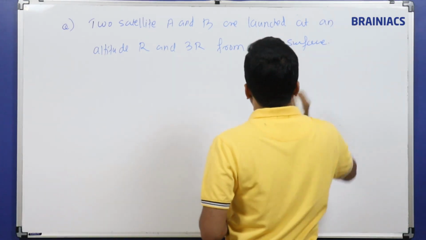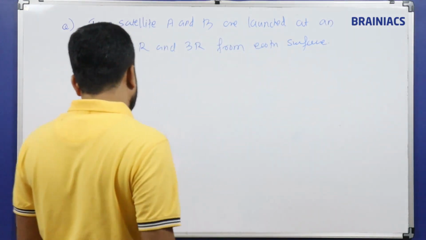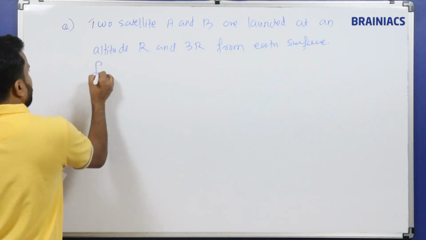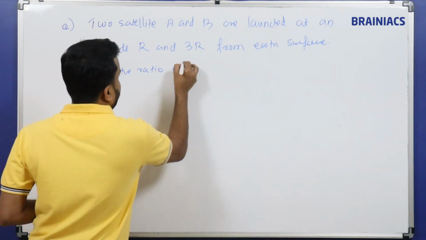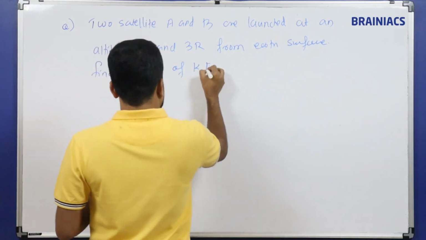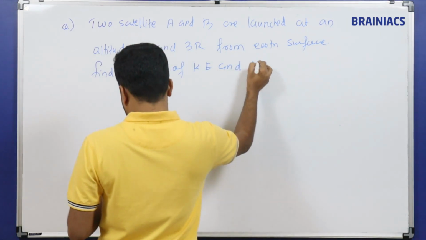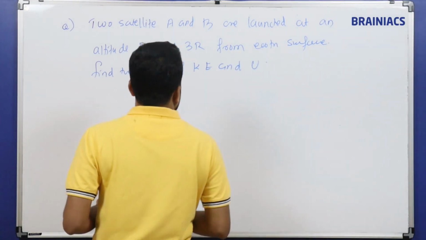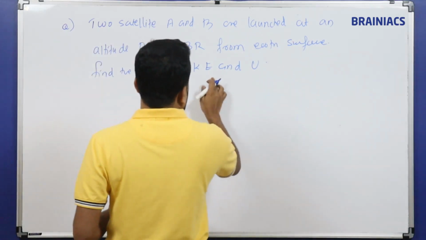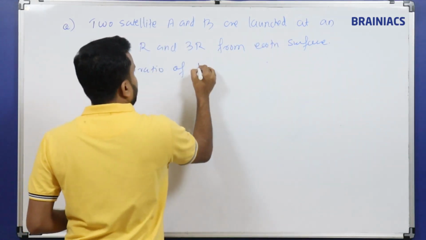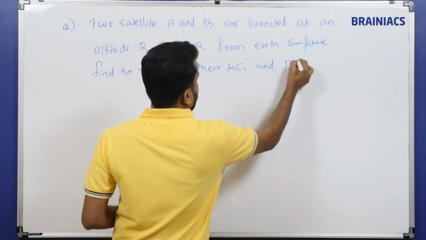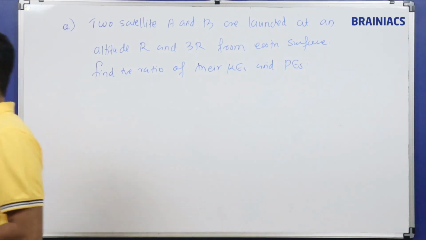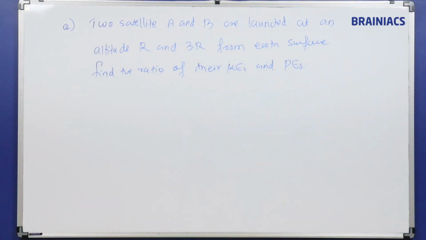If in a question it is not specified, you have to take it by default from the earth surface. Find the ratio of their kinetic energies and potential energies. Kinetic energy ratio as well as the potential energy ratio also we have to find out. Okay, so we'll do the question.